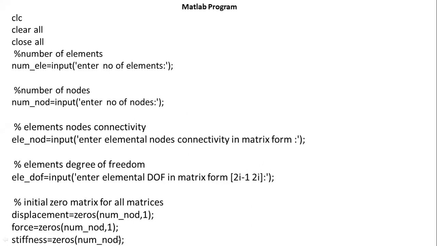Second, displacement: K u equals F. K is the stiffness matrix, then u is the displacement. So initialize zeros of number of nodes. There are 3 nodes, comma 1 means a vector of 3 by 1, and obviously the same for force also, num node comma 1. This is our initialization on the basis of the given data and the first step of discretization.